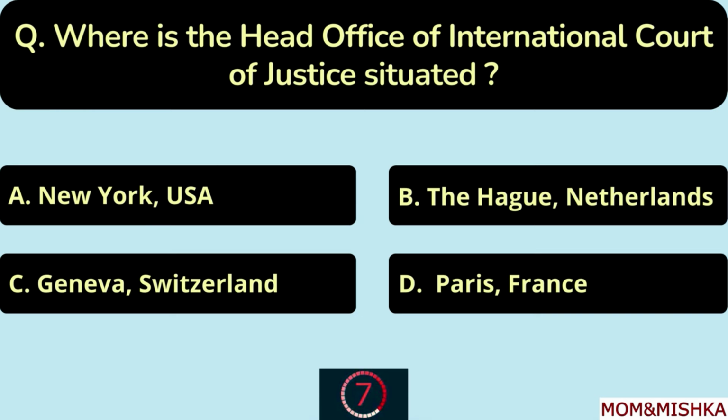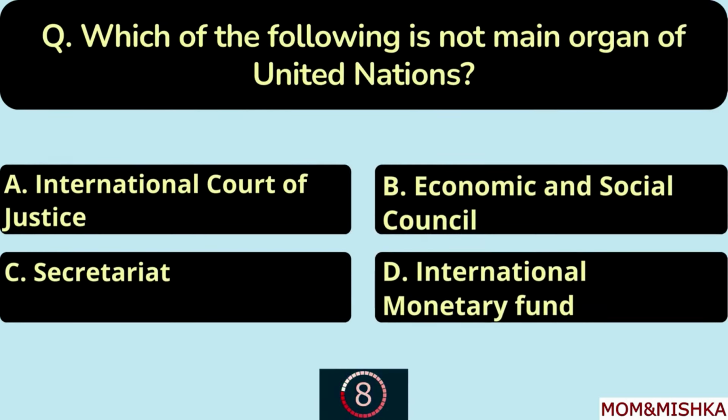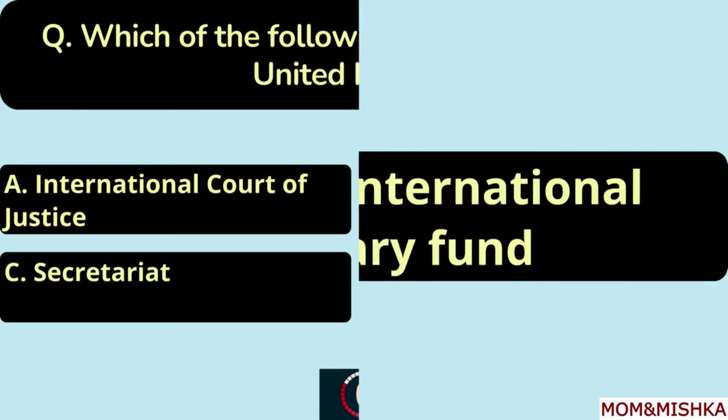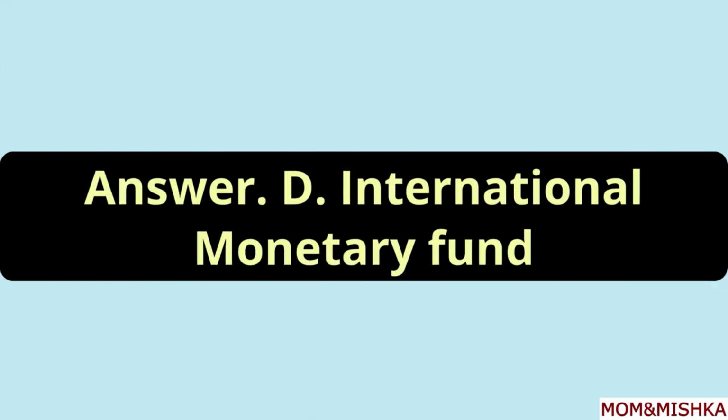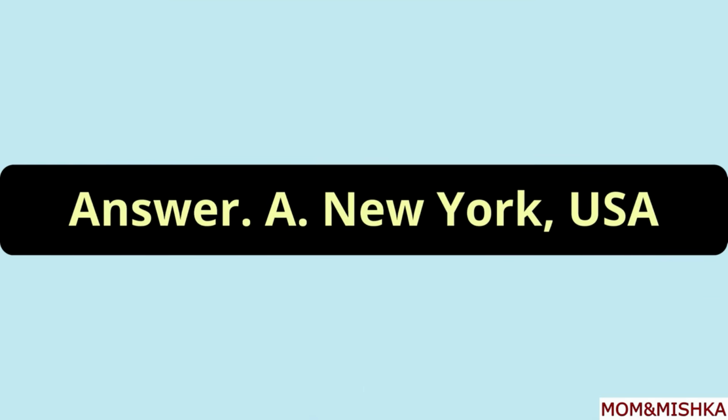Where is the head office of the International Court of Justice situated? It's in The Hague, Netherlands. Option B. Which of the following is not a main organ of the United Nations? International Monetary Fund, option D. Other than the International Court of Justice, where is the headquarters of other UN organs situated? In New York, USA, option A.